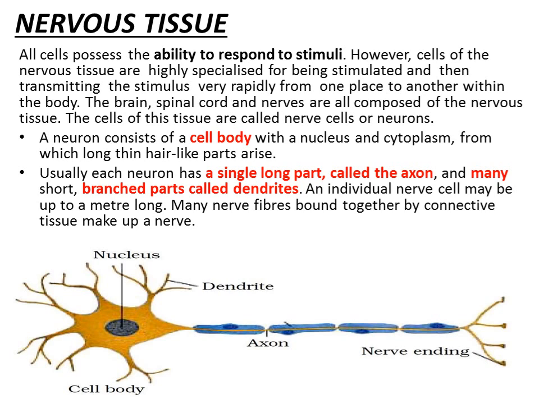In between this junction, there is a minute gap, and that minute gap is called the synapse. This minute gap is the place from where transmission of the nerve impulse takes place from one neuron to another. So these are the different types of animal tissues which are in our syllabus, and we have discussed them all one by one.